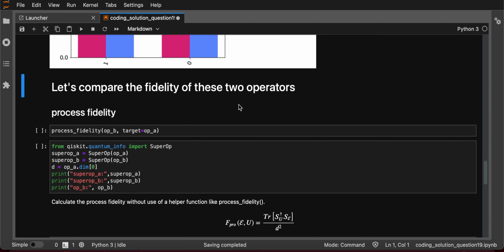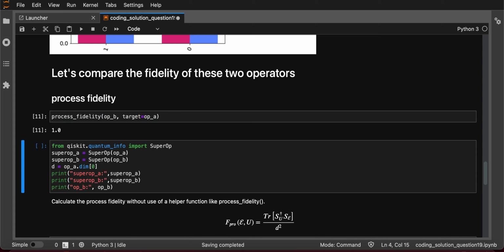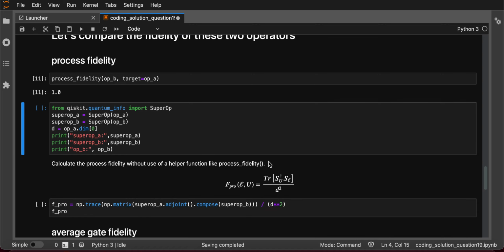So the fidelity should be 1 of these operators, but which fidelities are accurate here? The process fidelity can be computed with the process fidelity function. The target, we can specify a unitary that we want to match to. And so here we say operator A is our target. We want to compare it to the global phase operator. And there we see a 1 for the process fidelity. So they act the same in process. What's actually going on here, we can compute that.